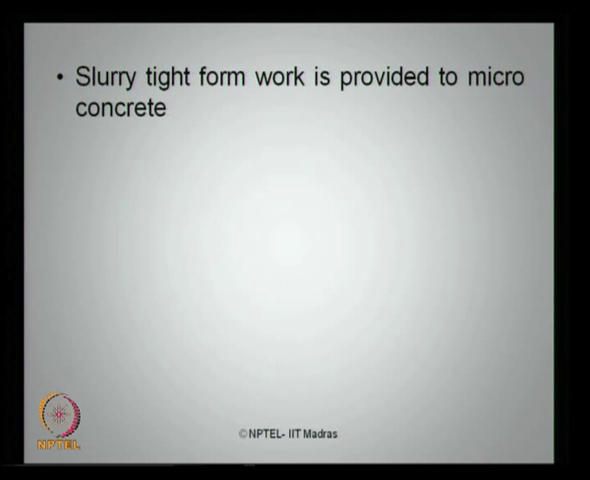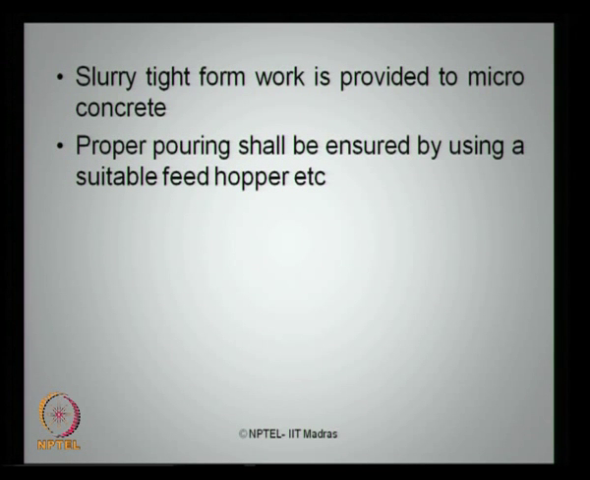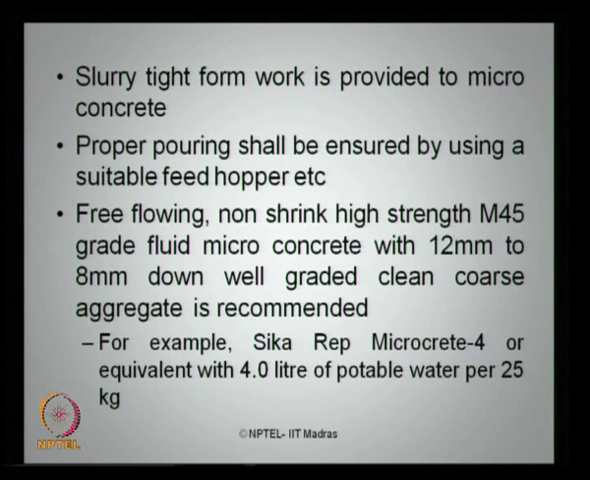The slurry tight formwork is then erected to provide microcrete concrete. Proper pouring shall be ensured by using a suitable feed hopper mechanism. Free flowing, non shrink, high strength M45 grade was designed for this application, which should be a fluid micro concrete with 12 mm to 8 mm down well graded clean coarse aggregate. For example, Sika Rep microcrete 4 or equivalent with 4 liters of potable water per 25 kg is recommended as a mixture of microconcrete which can be poured in the watertight slurry for repairing this gate groove.